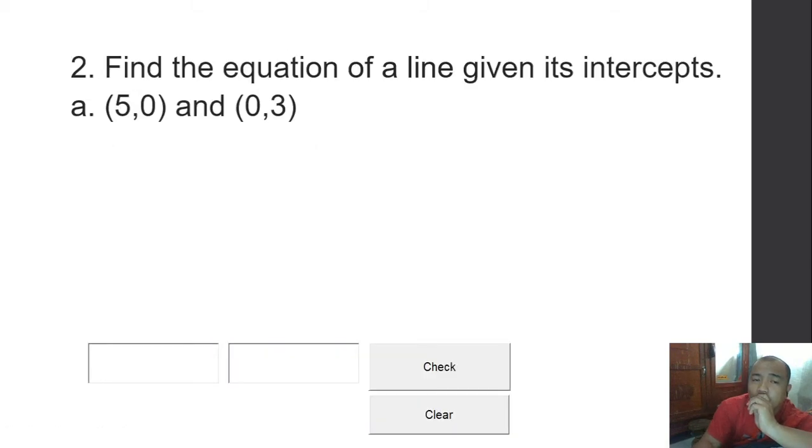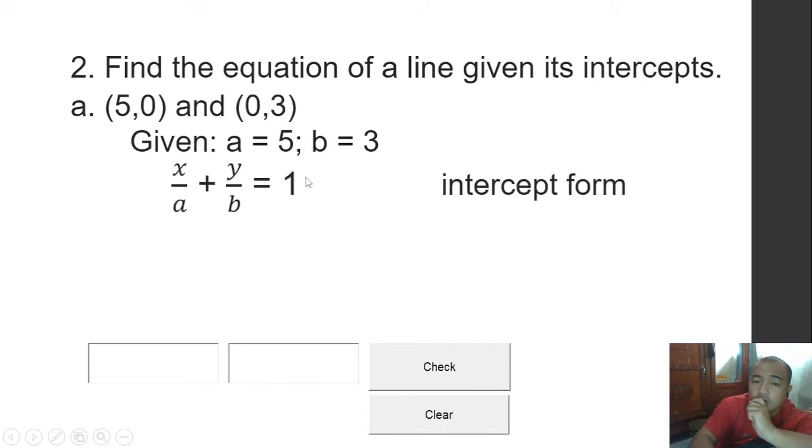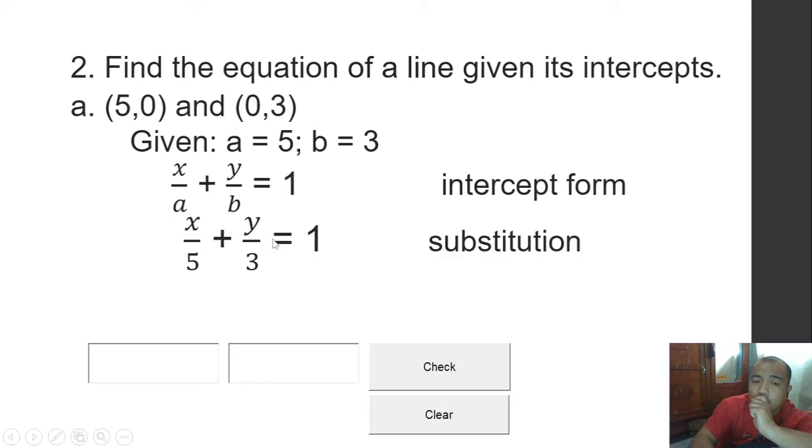How about this? Find the equation of a line given its intercepts (5, 0) and (0, 3). If the x-intercept is (5, 0), therefore a is 5. If the y-intercept is (0, 3), therefore b is 3. Then substitute a and b to the intercept form of the equation of a line, x over a plus y over b equals 1. So it becomes x over 5 plus y over 3 equals 1. This is now the intercept form of the equation of the line.